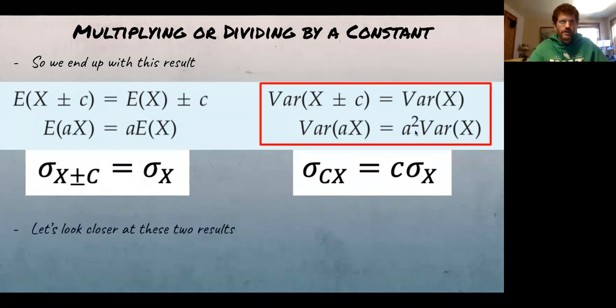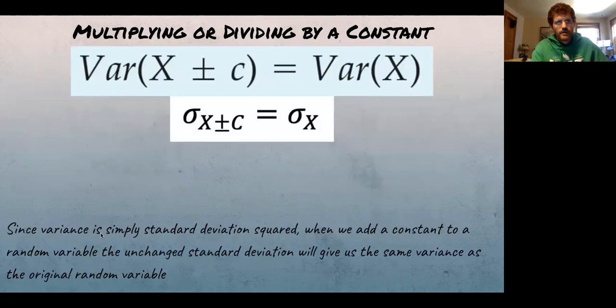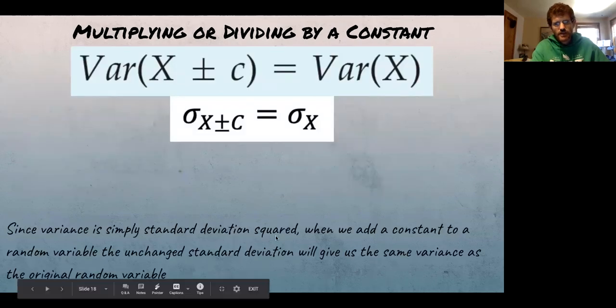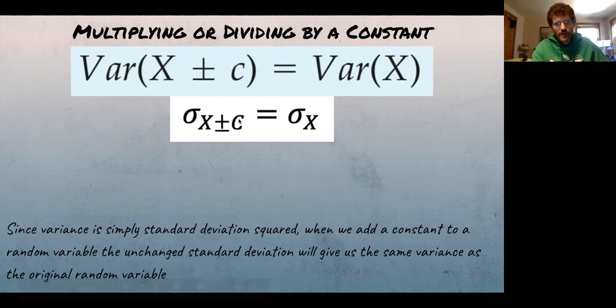We only introduced variance a little bit today, but if we remember, variance is just standard deviation squared. So in this case, when we're adding or subtracting a constant and the standard deviation doesn't change at all, well, neither would the variance because it's just the same standard deviation as before squared. So this variance won't change at all.